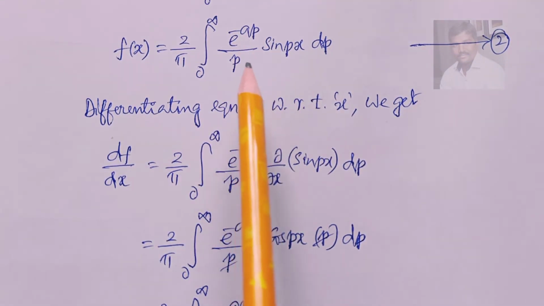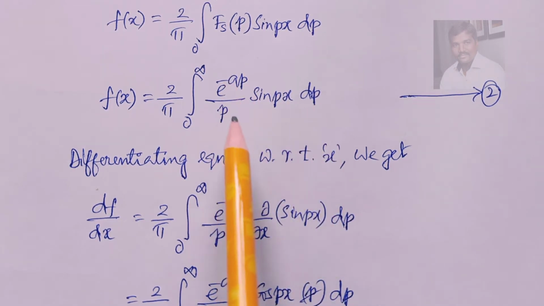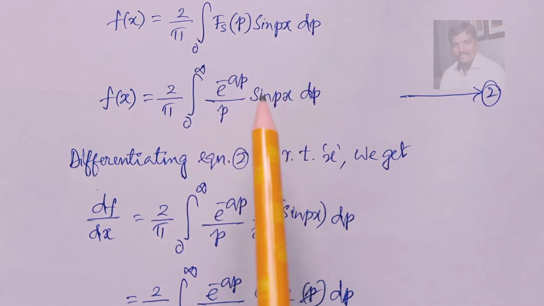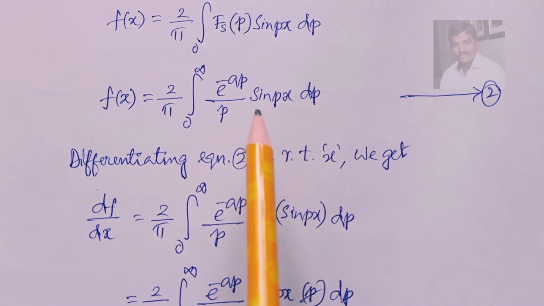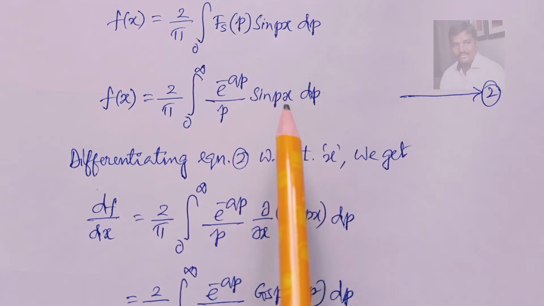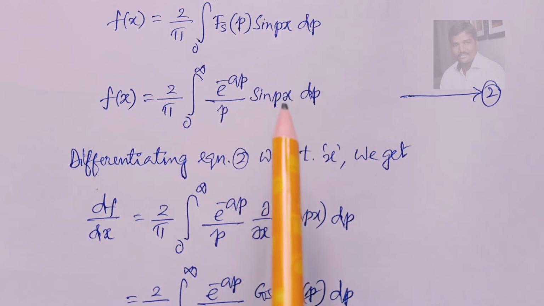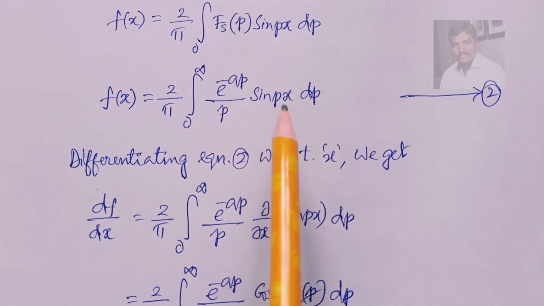In order to integrate this, as it is with respect to p, you can observe there are e power minus ap, 1 by p and sine px. Integrating this directly is quite difficult. So in this case we can use the differentiation under the integral sign concept with respect to the parameter, which here is x, since we are integrating with respect to p. By differentiating on both sides with respect to x, we can simplify and solve this integral.